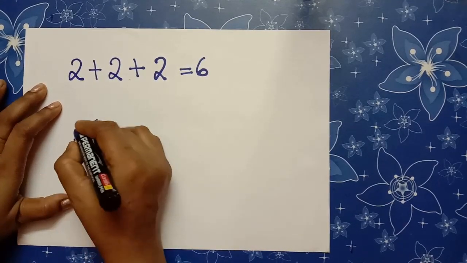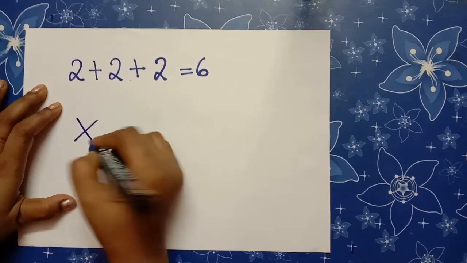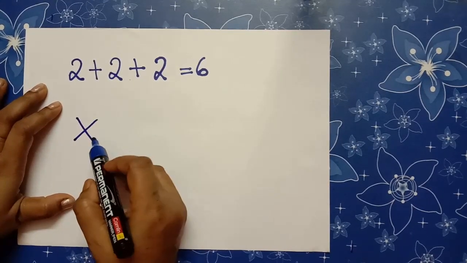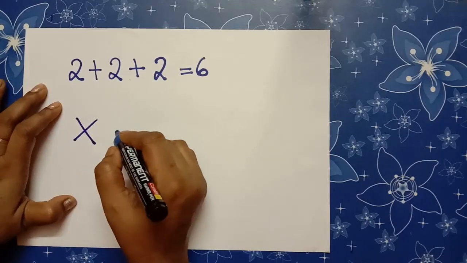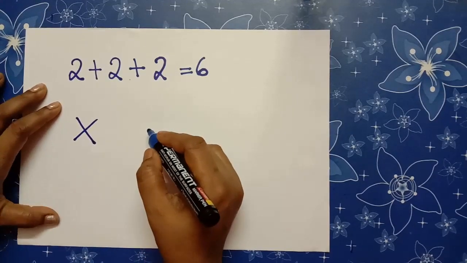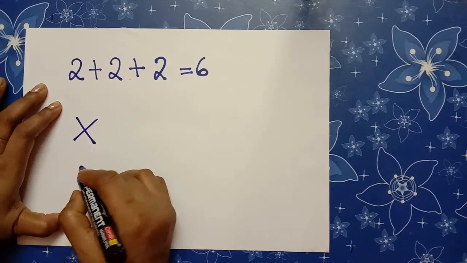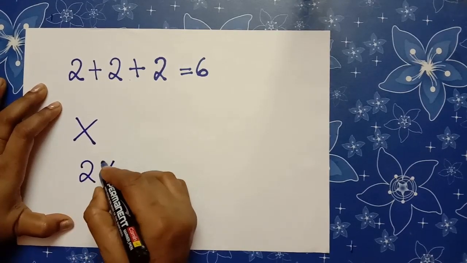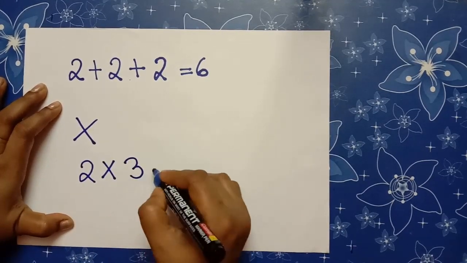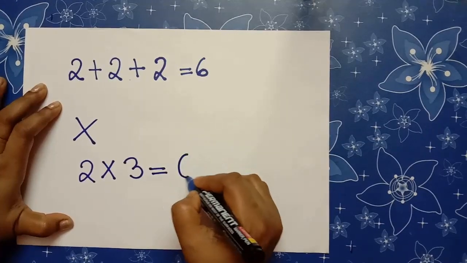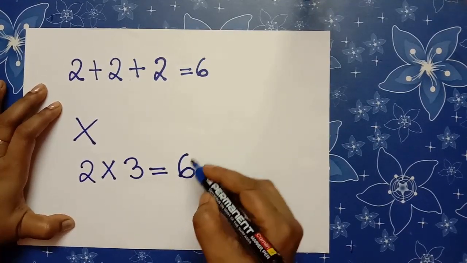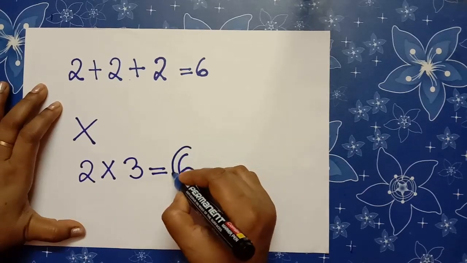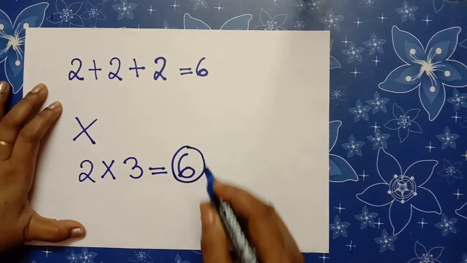This is the sign of multiplication. This is read as into. To put it into the number, we should read it as 2 into 3 equal to 6. The answer in the multiplication, that is 6, is called the product.